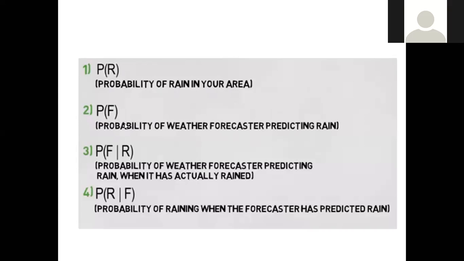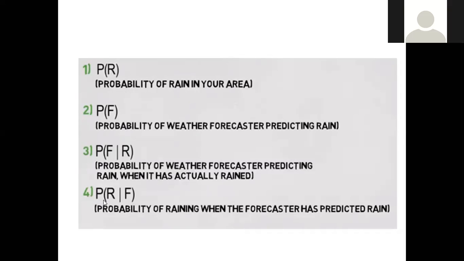Probability of F, that is, the probability of the weather forecaster predicting the rain. Probability of F given R, that is, the probability of F given that R, the probability of rain in your area. So this probability of F given R is the probability of the weather forecaster predicting rain when it has actually rained.